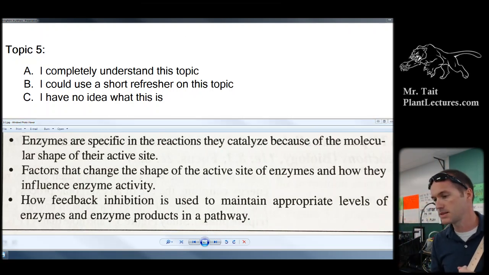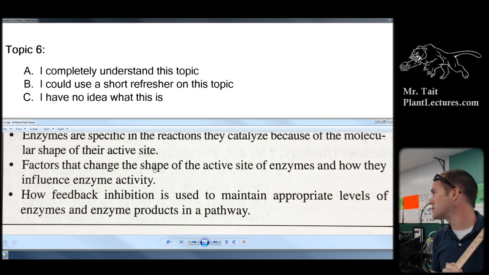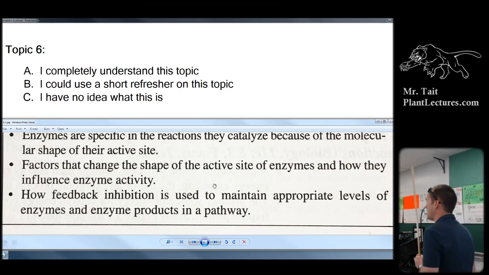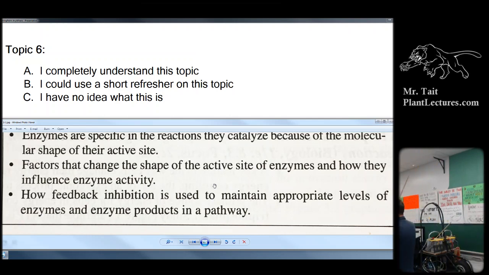Topic 6 says factors that change the shape of the active site and how they influence enzyme activity. All right, so we're less confident in this one. There are two different ways that the active site can change, right? The first way is on purpose, right? So we've got enzymes that have an active site, and then away from the active site, they've got the allosteric binding site. And as something binds to that allosteric site, the active site can change its shape.